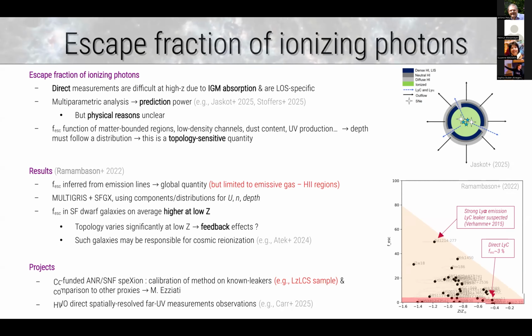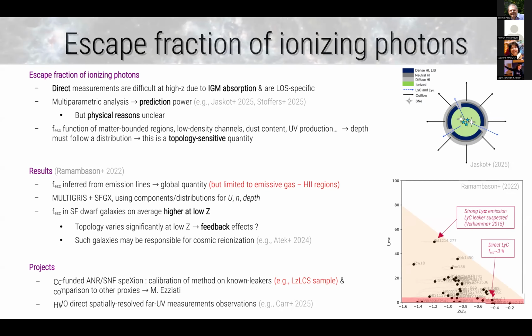The values can seem high, and there are plenty of caveats, and I can talk about it if you want. But for instance, this galaxy is suspected to be a leaker, even though the continuum couldn't be observed, and it has a pretty high value in our inference, so it's pretty reassuring. And inversely, another galaxy has a measured escape fraction which is very low, and we do infer a low value, so all of that is pretty reassuring.